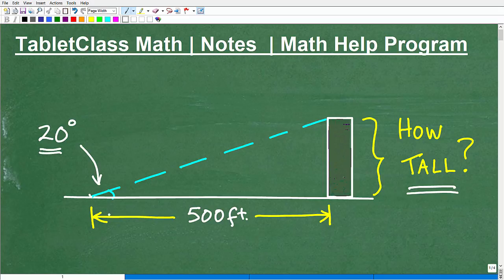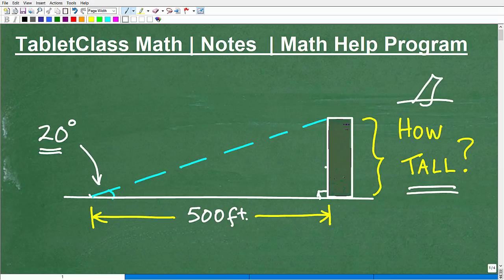Again, it's 500 feet away from the base of the building, and we kind of have to assume the building is a right angle. It's forming a 90 degrees. It's not like the Leaning Tower of Pisa, or did I say that right? I probably said that wrong. But anyways, you know what I'm talking about. It's not going this way.